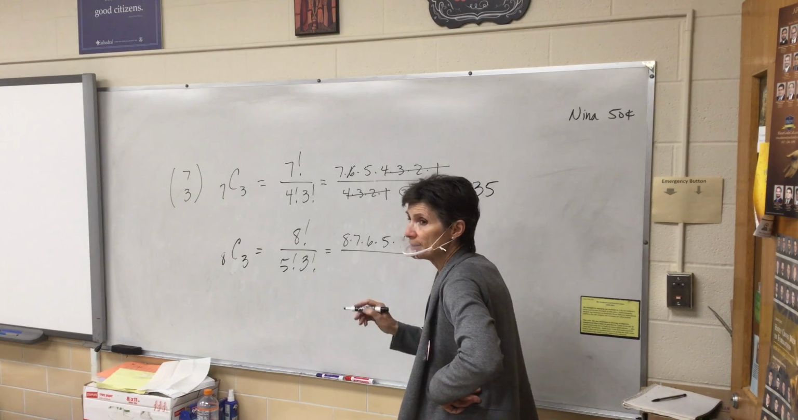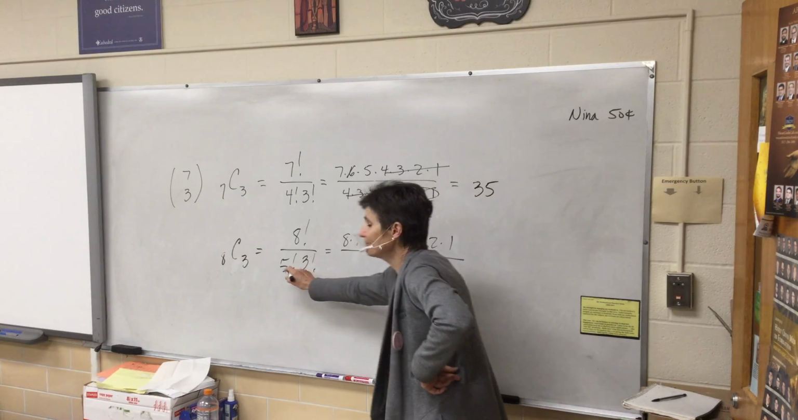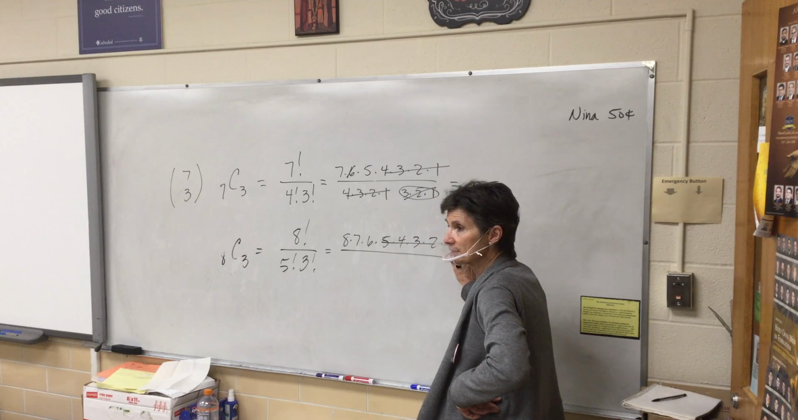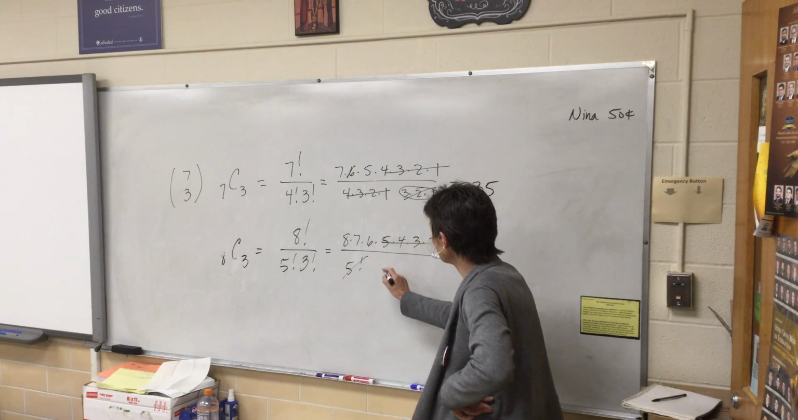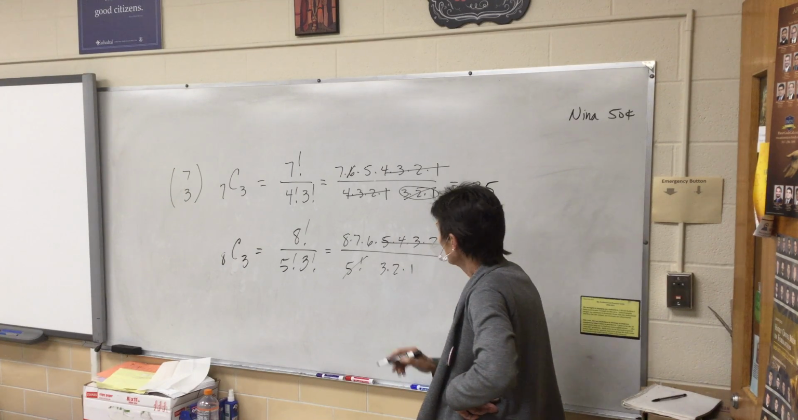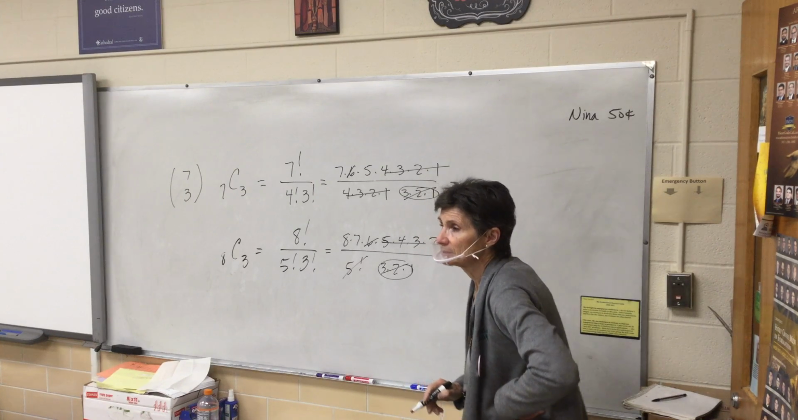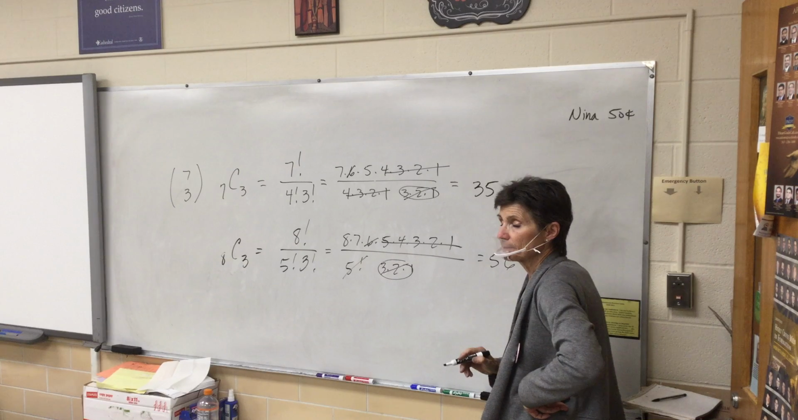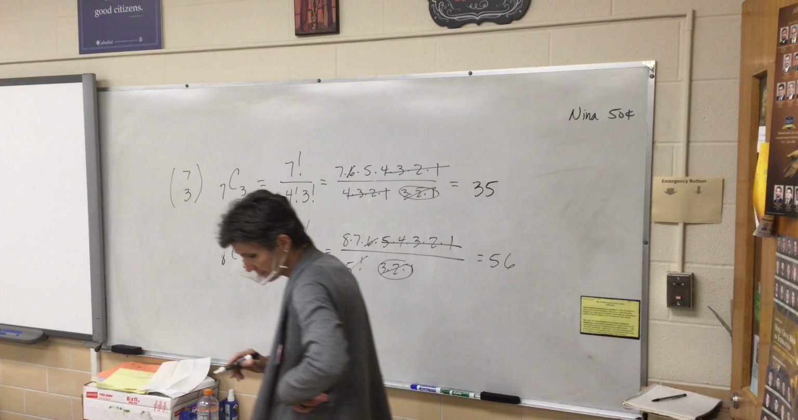Now, if you want, you don't even need to write out the 5 factorial, because what's going to happen to that 5 factorial? Isn't it going to cancel out all of this? So I'm going to just cancel it out. I'm not going to write it out. And then I still have 3 times 2 times 1. Well, that's 6. So the answer is 56. Stay organized and you can do this.